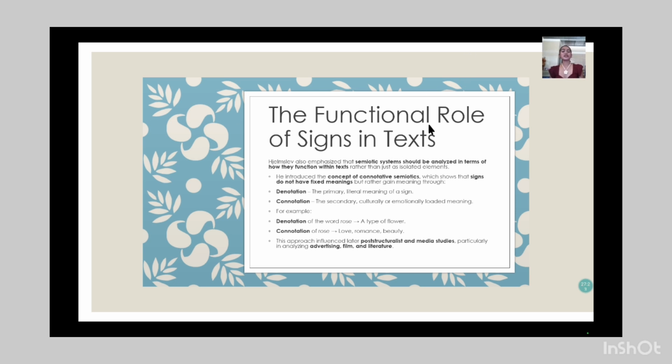So, the functional role of the sign in text. Hjelmslev also emphasized that semiotic systems should be analyzed in terms of how they function within a text rather than just as isolated elements. So he introduced the concept of connotative semiotics, which shows that signs don't have fixed meanings but rather gain meaning through denotation, the primary literal meaning of a sign, and connotation, the secondary, culturally or emotionally loaded meaning. For example, the denotation of the word rose is a type of flower. The connotation of rose is love, romance, and beauty. So this approach influenced later structuralist and media studies, particularly in analyzing advertising, film, and literature.